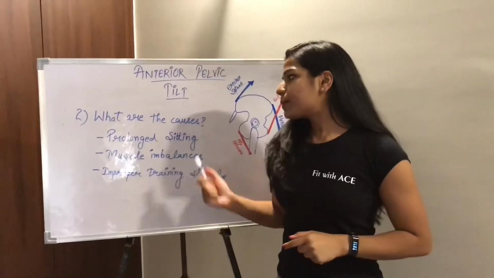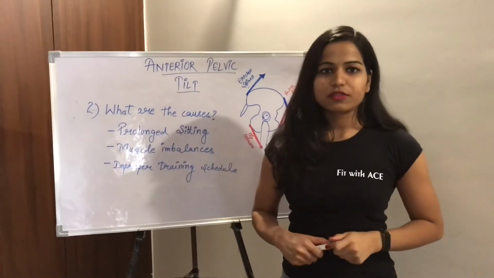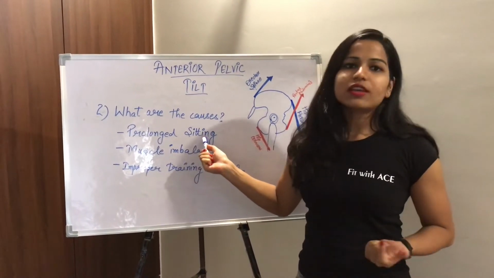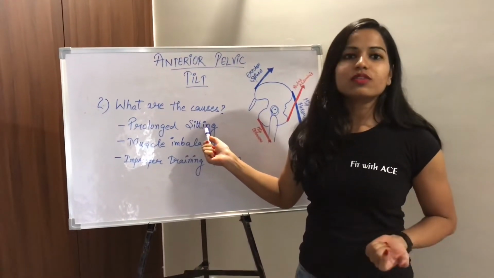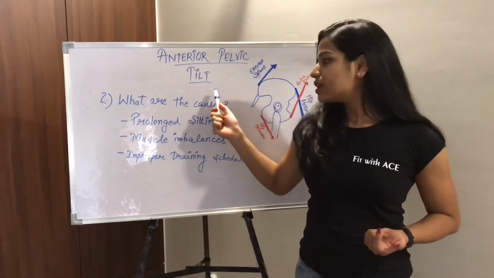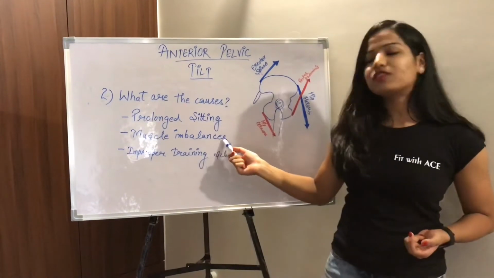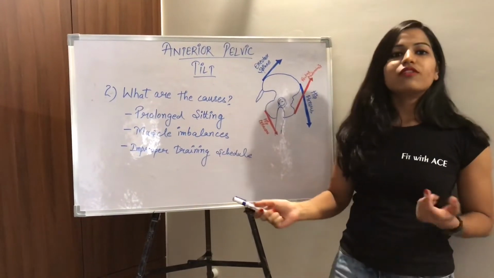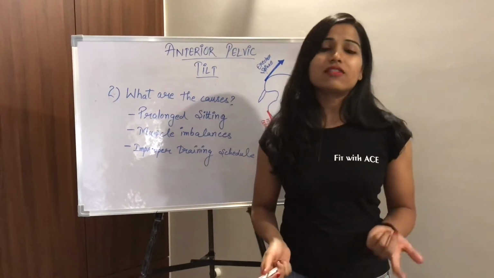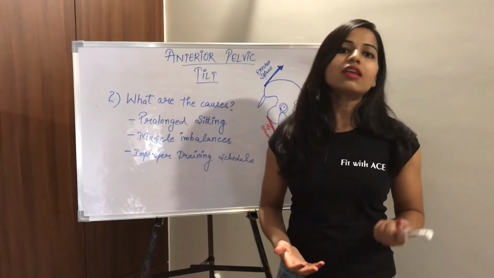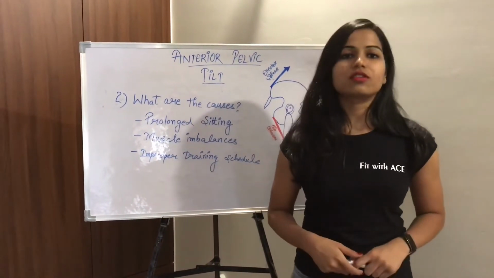In this segment, we will cover the major causes of this condition. The most prominent being prolonged sitting. Prolonged sitting in offices, in colleges, in schools leads to muscle imbalances and leads to this condition. The second one being muscle imbalances due to posture. The third is improper training schedule in gyms, wherein people mostly train their hip flexors and do not give much importance to training their hip extensors, which includes your hamstrings and glutes.